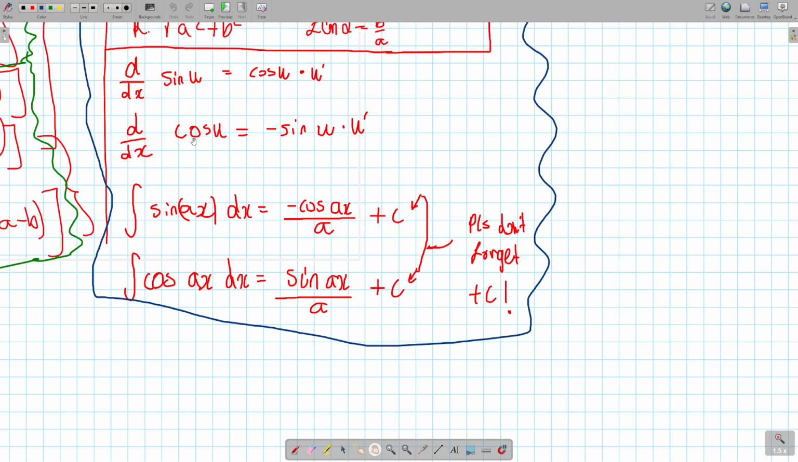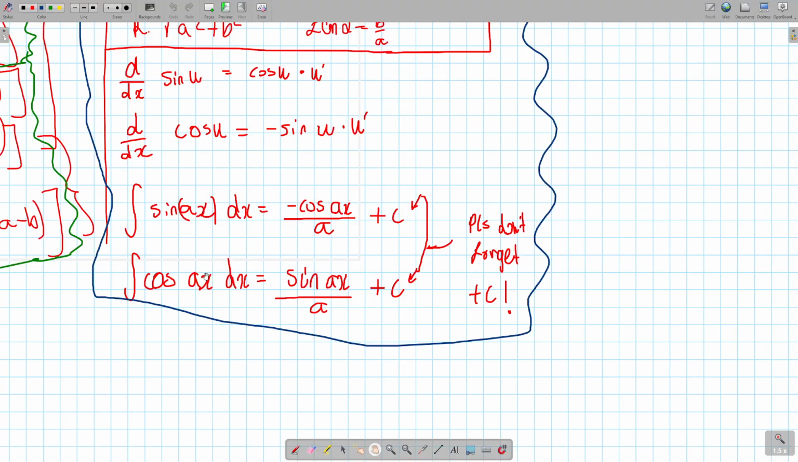How do you get to sine? When you derive what, do you get sine? When you derive cosine, you get negative sine. But let's move this negative to the other side. That means if you derive negative cosine, you get sine. So that means when you integrate sine, you get negative cosine. Sometimes you have something under the sine, like ax, so you just have to divide by a. Obviously plus c.